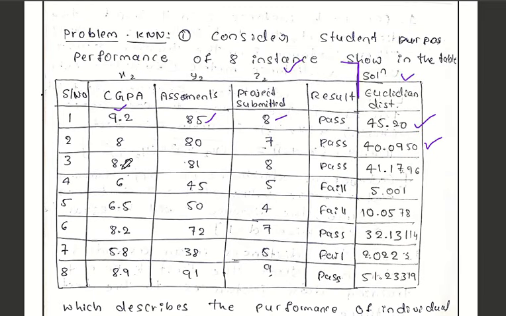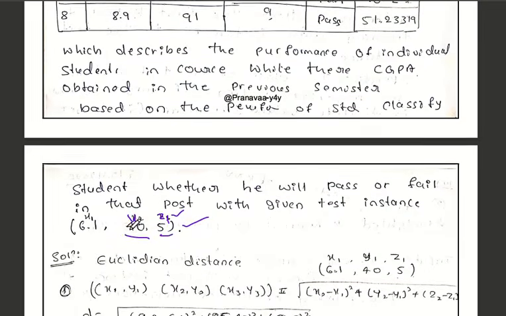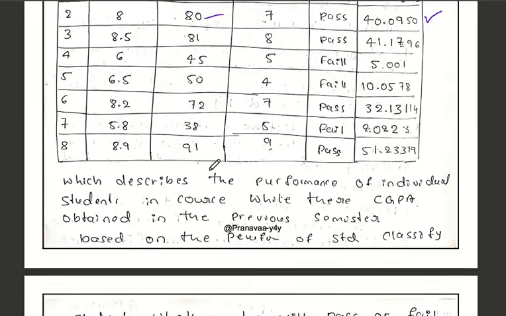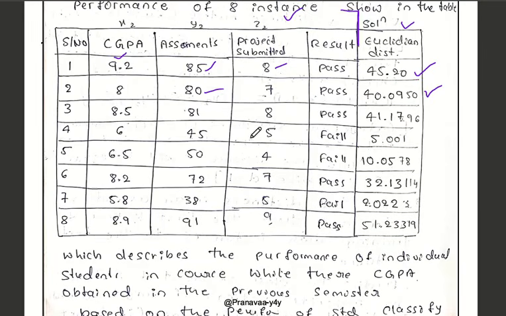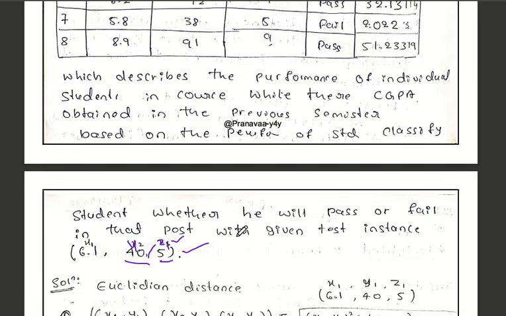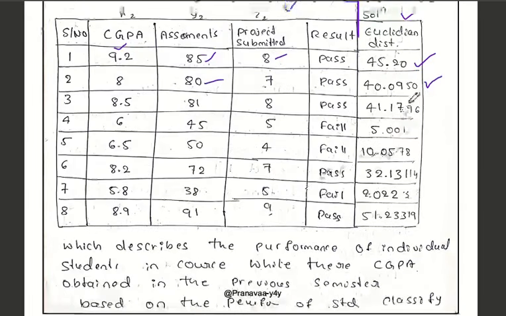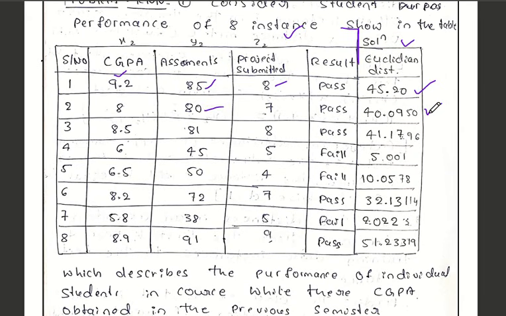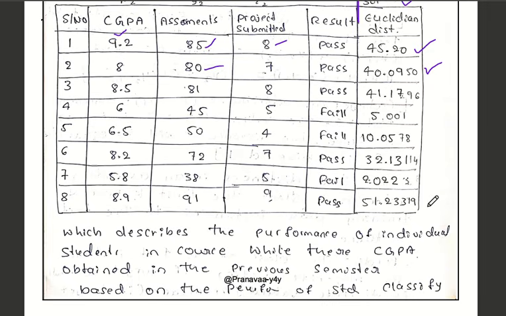Like that, you need to find the others: 8 minus 6.1, 80 minus 40 whole square, then 7 minus 5 whole square. You will get a Euclidean distance. Like that, you need to find the Euclidean distance for every row.